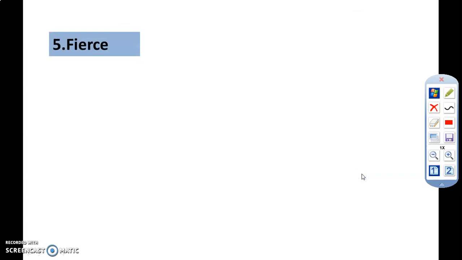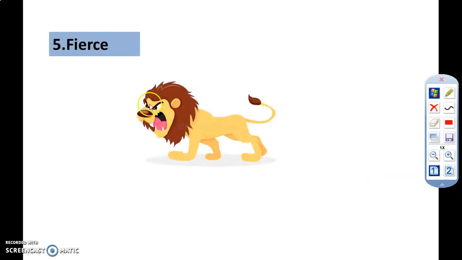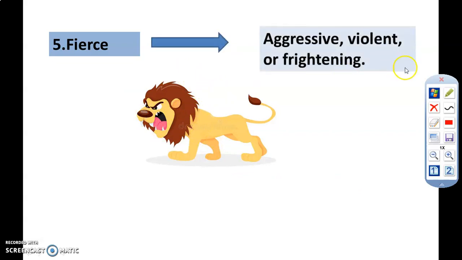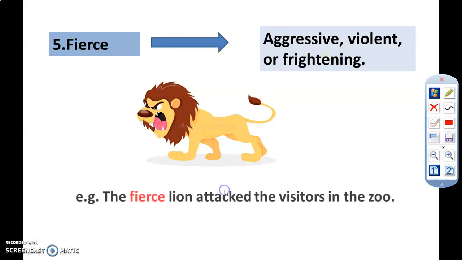Okay, so the last word is fierce. What do we mean by fierce? Look at this lion. Fierce means aggressive, violent, or frightening. For example, the fierce lion attacked the visitors in the zoo. Okay, I repeat, fierce means aggressive, violent, or frightening.